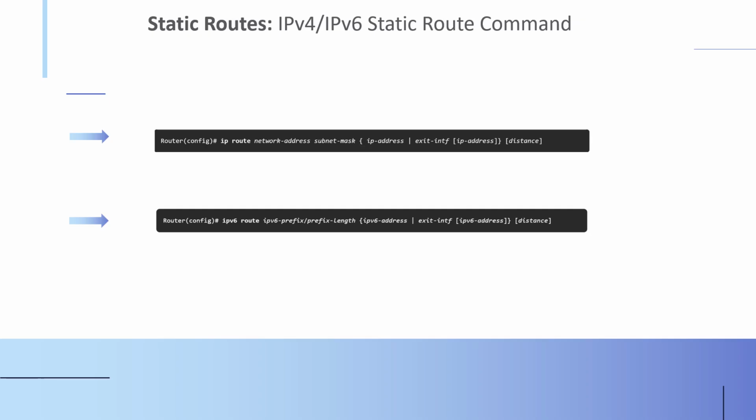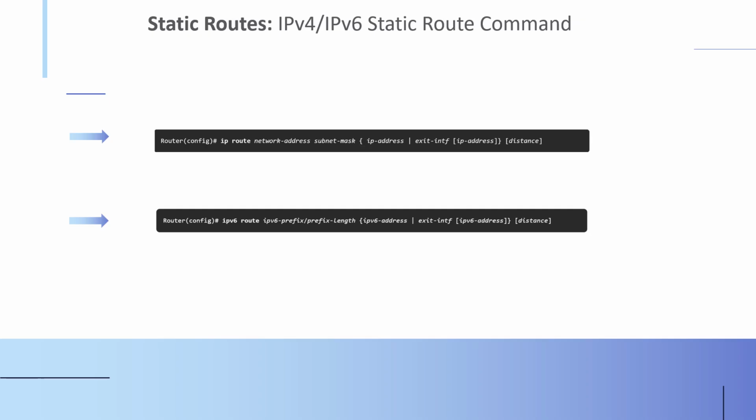As for the distance, it is an optional command that can be used to assign an administrative distance value between 1 and 255. It is typically used to configure a floating static route by setting an administrative distance that is higher than a dynamically learned route.